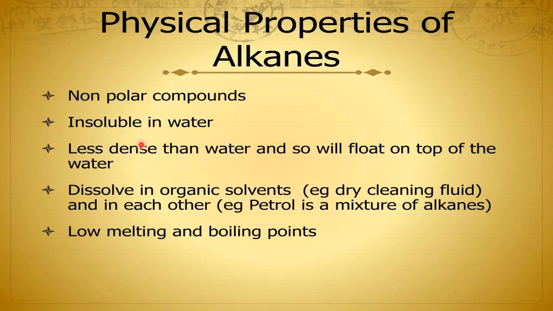Less dense than water and so will float on top of the water. Alkanes are less dense. For example, petrol is also a mixture of alkanes. If you put petrol on water, petrol floats due to the lesser density. Dissolves in organic solvents but not in water. Example, petrol mixes with diesel. Both are of the same organic nature, right? They have low melting and boiling points compared to ionic compounds, because ionic compounds have strong attractive coulombic force, so close packing, difficult to break, a lot of energy required. But here, because poles are not created, they have lower boiling or melting points, whichever is applicable.